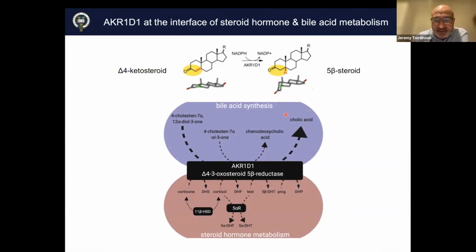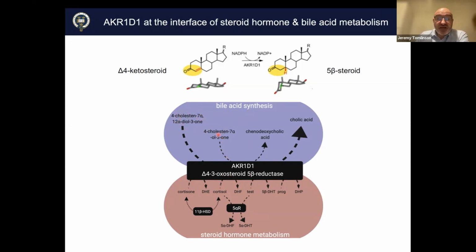Now, we also know, however, that it has a crucial role in other enzyme systems, and in particular in bile acid synthesis. And again, this is something that I'm going to talk a little bit more about in the second half of the talk. So we've already told you a little bit about steroid hormone metabolism, taking cortisol and inactivating cortisol as well as cortisone. But here it's important that it takes substrates. And again, these are substrates that I'm going to talk about a little bit later.